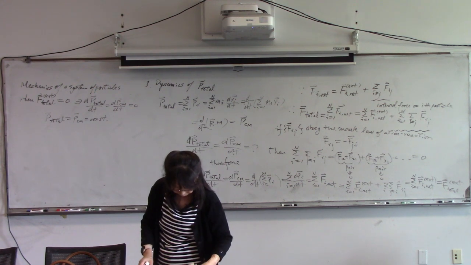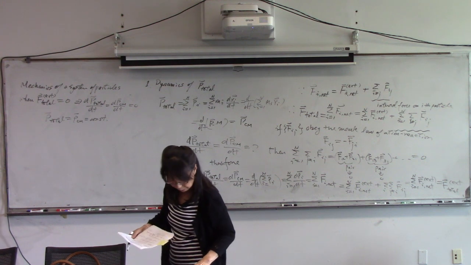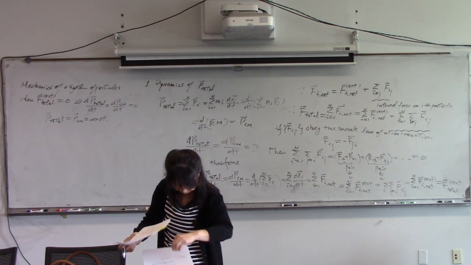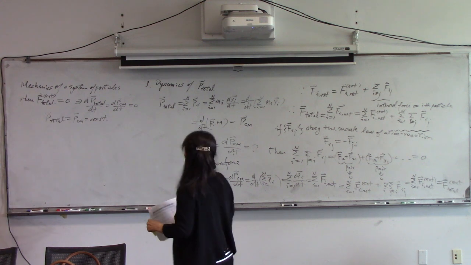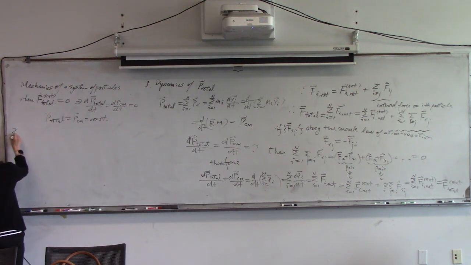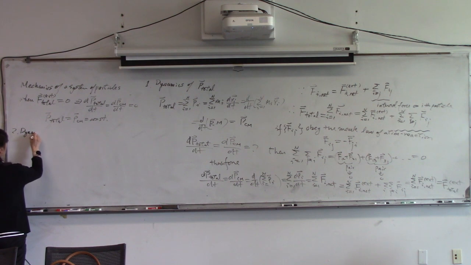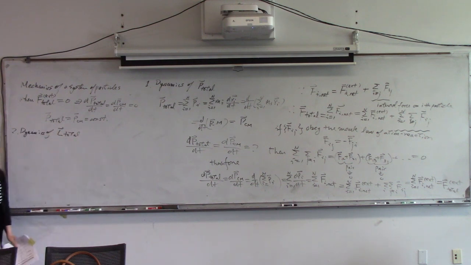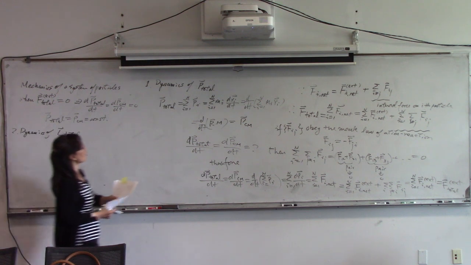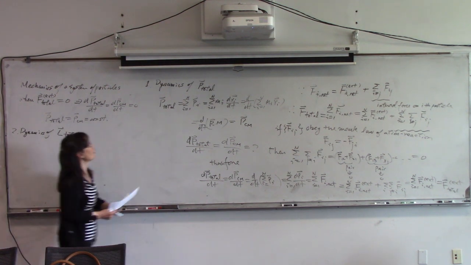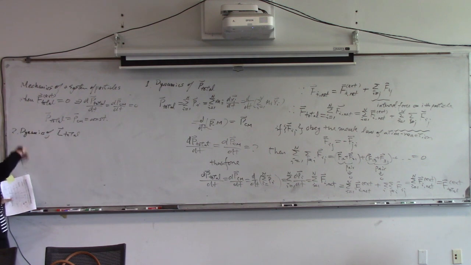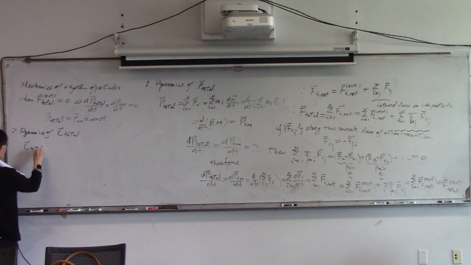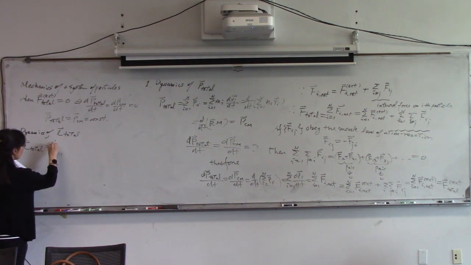Now we go to the second one. How about the dynamics of angular momentum, the dynamics of total angular momentum? Let's look at this. First we need to know what the total angular momentum is, like the total linear momentum, and then look at its dynamics. By definition, the total angular momentum is the sum of the angular momenta of each individual particle.